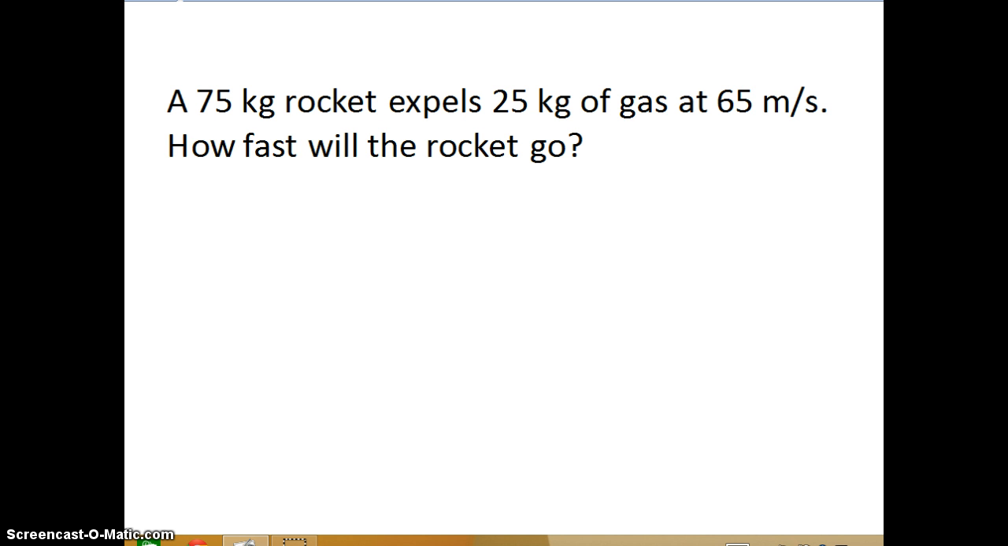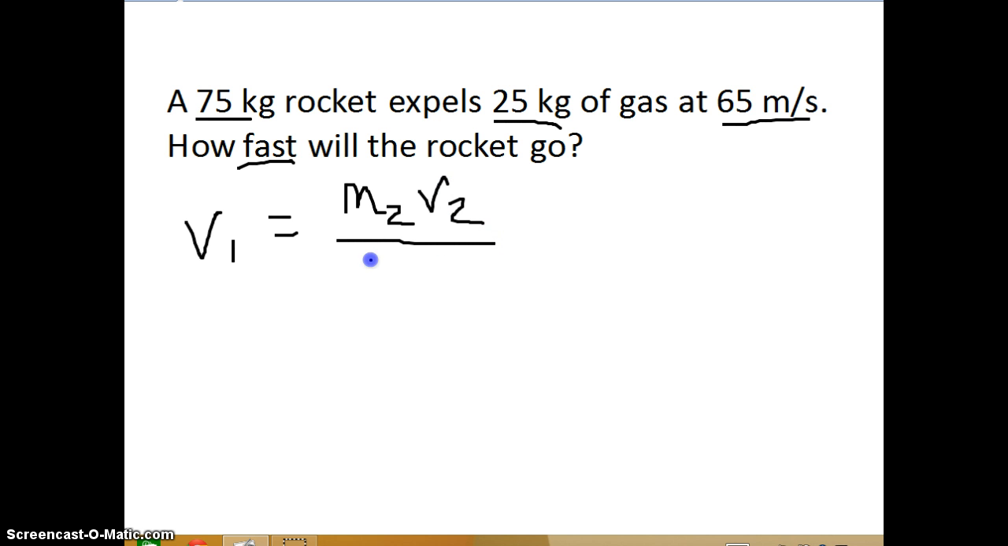So a 75 kilogram rocket expels 25 kilograms of gas at 65 meters per second. How fast will the rocket go? So we know we have to use the law of conservation of momentum equation if you have two masses and one velocity, or if you had two velocities and one mass. So in this case, we have two masses and one velocity. You will have to use the equation that we just talked about. Since we're looking for how fast, you're going to be looking for V1 equals M2 times V2 over M1.